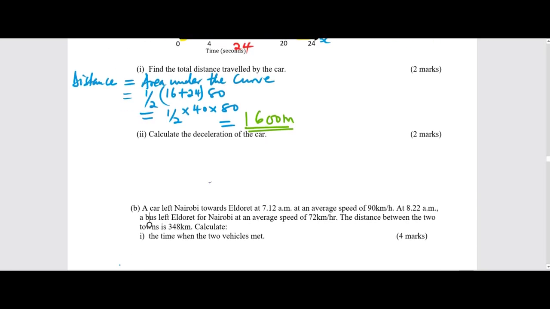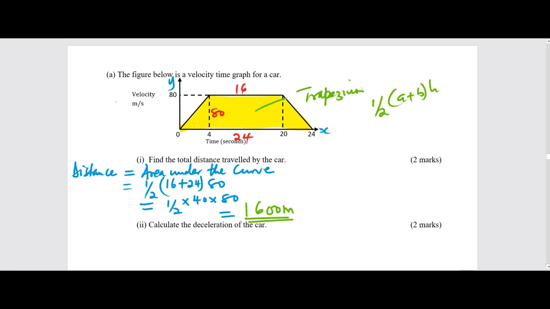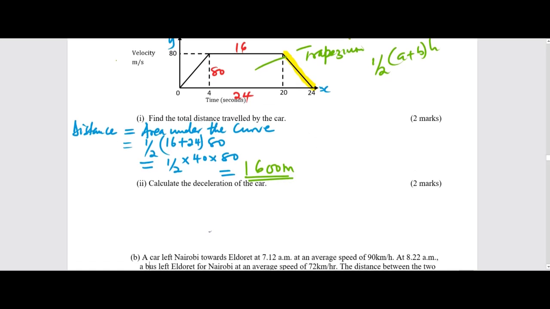Let's go to the second part of the question. We're supposed to calculate the deceleration of the car. The part that is going to give us deceleration is this part, the part showing the negative slope. That is what we refer to as deceleration. So deceleration is equal to the gradient, and you're going to get the gradient of this part of the line I've shaded there.